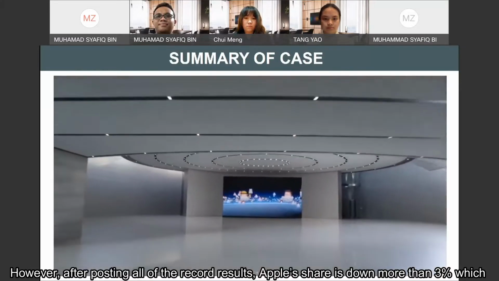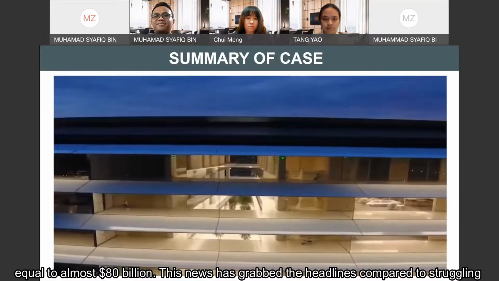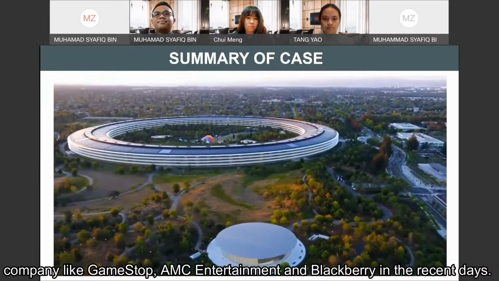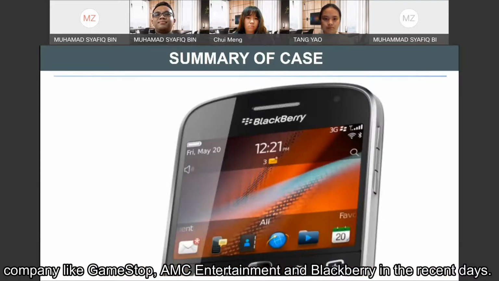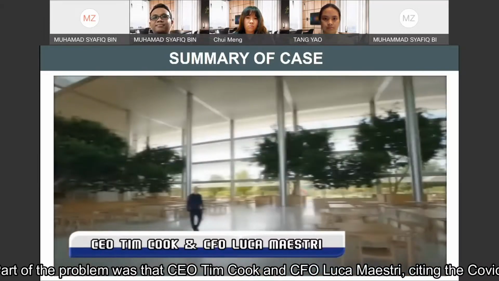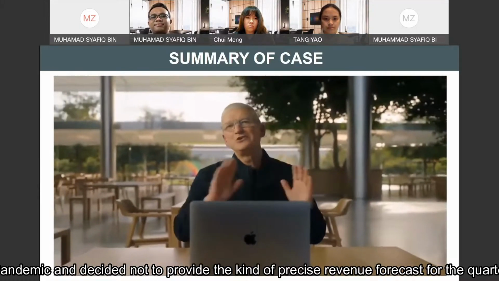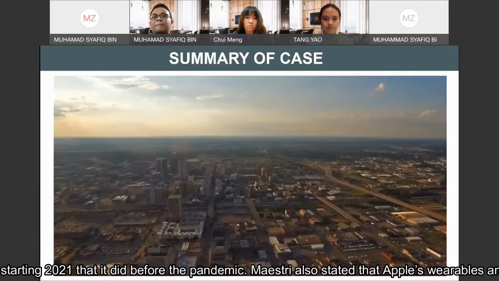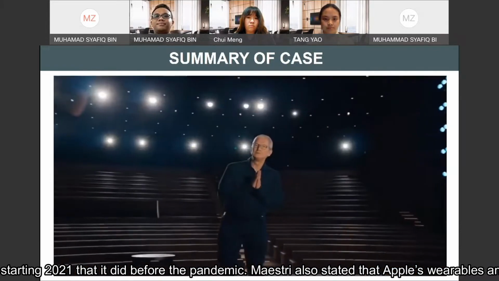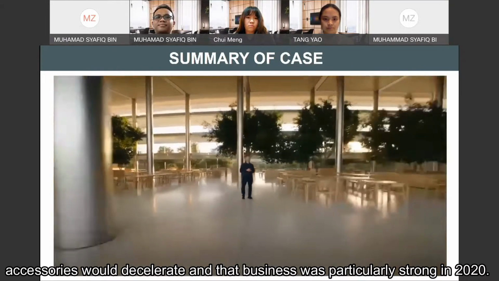However, after posting all of the record results, Apple's share is down more than 3%, which equals to almost $18 billion. This news has grabbed the headlines compared to struggling companies like GameStop, AMC Entertainment, and BlackBerry in the recent days. Part of the problem was that CEO Tim Cook and CFO Luca Maestri cited the COVID pandemic and decided not to provide the kind of precise revenue forecast for the quarter starting 2021 that it did before the pandemic. Maestri also stated that Apple's wearables and accessories would decelerate and that business was particularly strong in 2020.